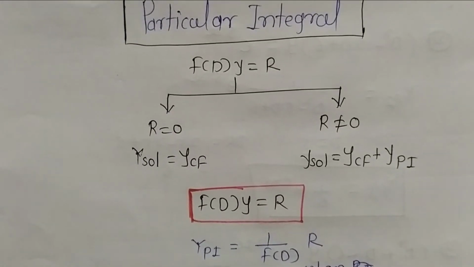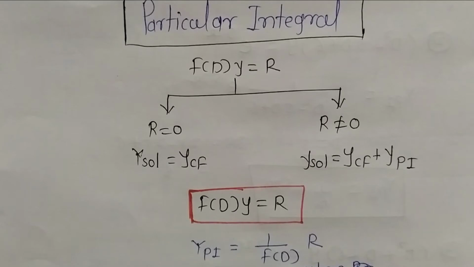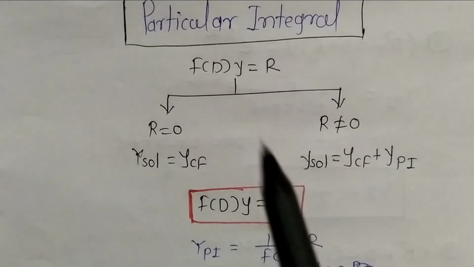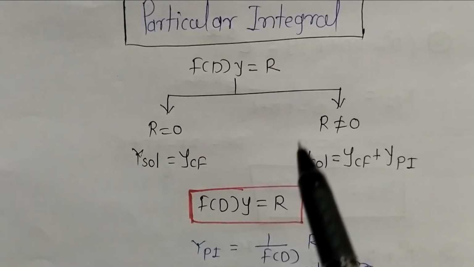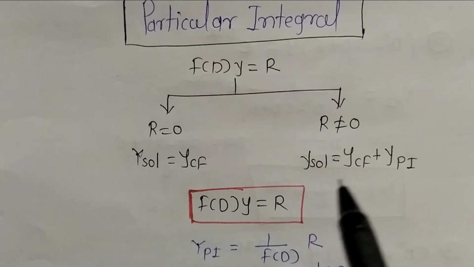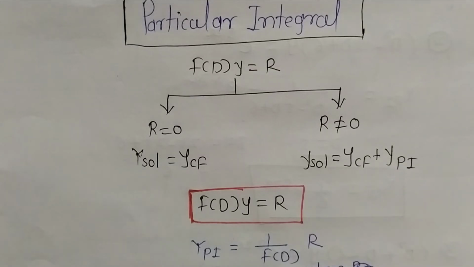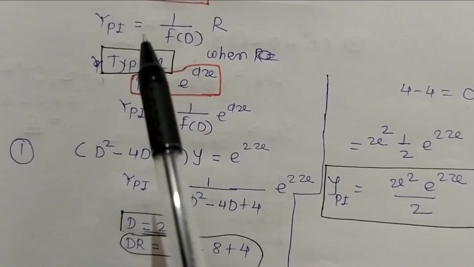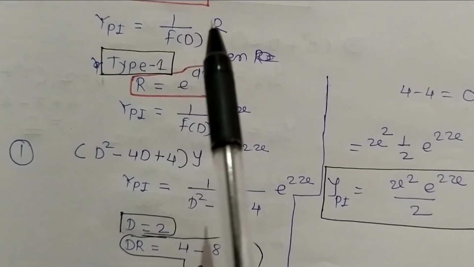The next type is the particular integral type, in which f of D y is equal to r. Okay, so here r is not equal to 0. In case of particular integral, r is some value. Y, that is the solution of this differential equation, is equal to y complementary plus y particular integral, where f of D is not equal to 0, that is f of D y is equal to r. So the solution of such a type of differential equation is y particular integral is equal to 1 upon f of D into r.